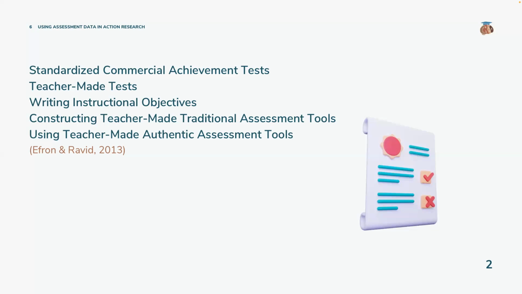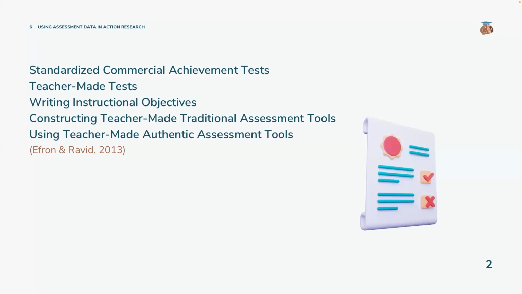Using standardized commercial achievement tests. The majority of standardized commercial tests can be divided into two types: norm reference tests and criterion referenced tests. A norm reference test compares an individual's performance to a larger group called a norm group. The test is designed to determine where the individual stands in relation to others who have taken the same test. The results are typically reported in percentiles or standard scores.